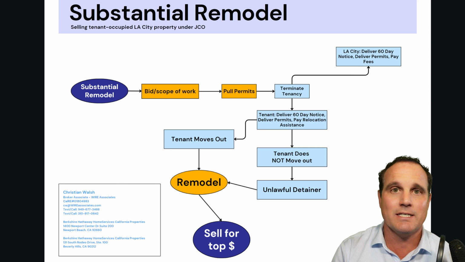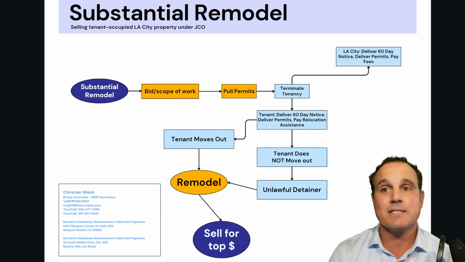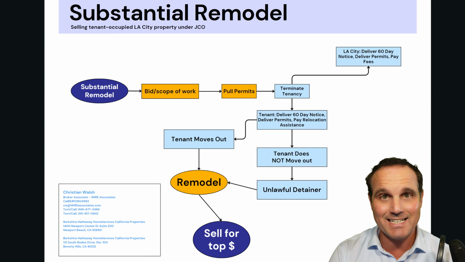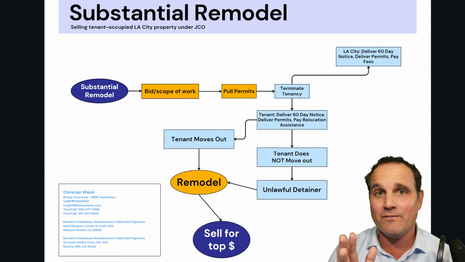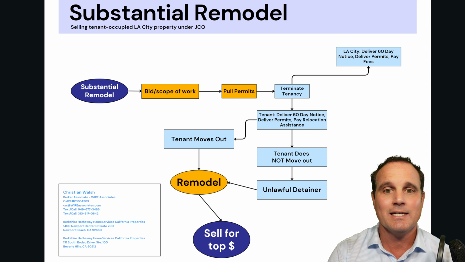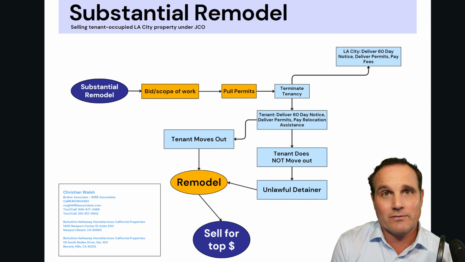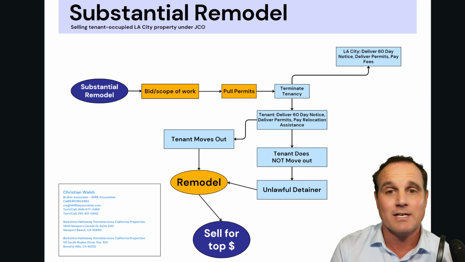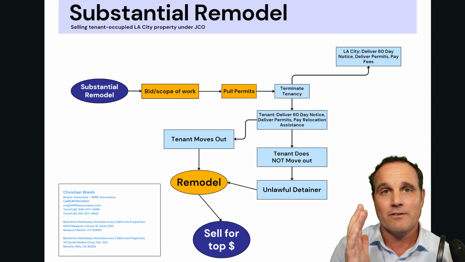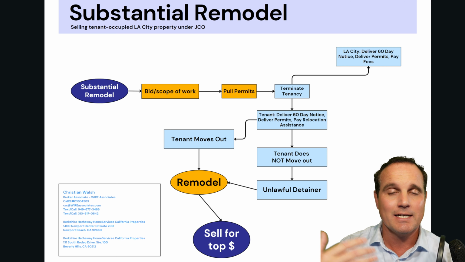Now the tenant can receive a 60-day notice to terminate tenancy. The landlord is going to deliver the 60-day notice to the city. The landlord is going to deliver the permits, fill out paperwork, and pay fees to LA City. The other thing is the landlord is going to deliver a 60-day notice to the tenant, deliver the permits with that 60-day notice, and pay the relocation assistance. For LA City, the landlord has 15 days to give that money to the tenant. They can't waive the last month's rent, and they can't wait until they move out.